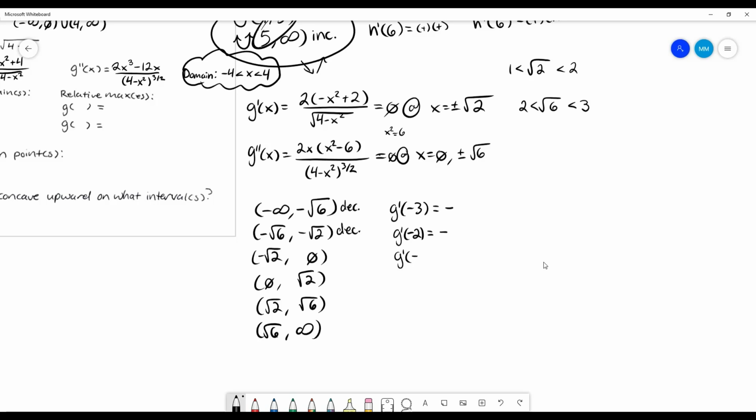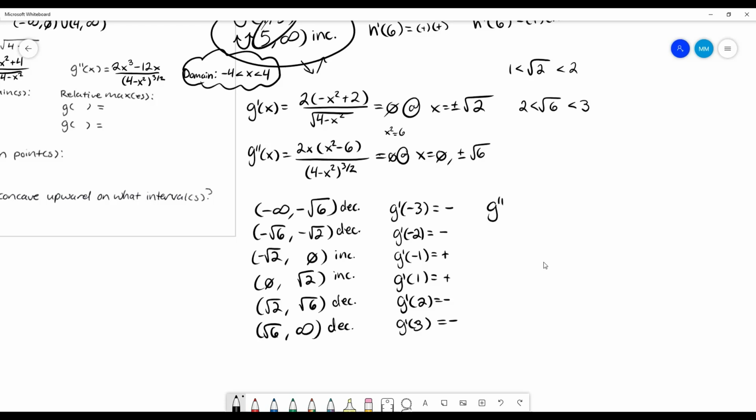Now I'm going to use a negative 1. Negative 1 squared, so negative 1 plus 2 is a positive 1. So we're increasing there. If I use a positive 1 for my derivative, I'm going to get the same thing. Increasing there. Now plug in a positive 2. We're going to get negative 4 plus 2 is negative, decreasing. And a positive 3 is also going to be negative and decreasing.